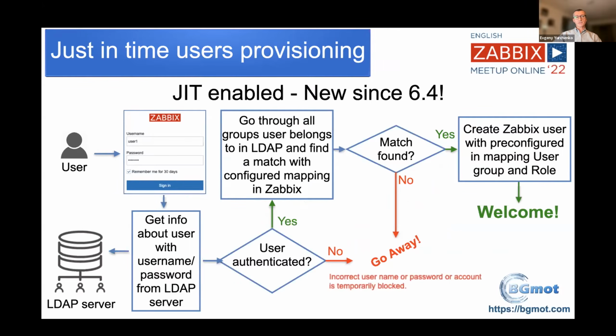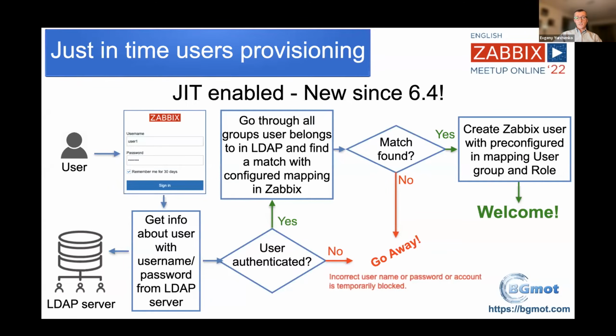So 6.4 brings just-in-time user provisioning. How does it work at a high level? The user goes into the Zabbix web UI and enters username and password. Then Zabbix doesn't check the database whether this user exists. It goes directly to the LDAP server and gets all the information it can about this username. First of all, it checks whether the user is authenticated or not. If not, you can't log into Zabbix without the correct username and password.